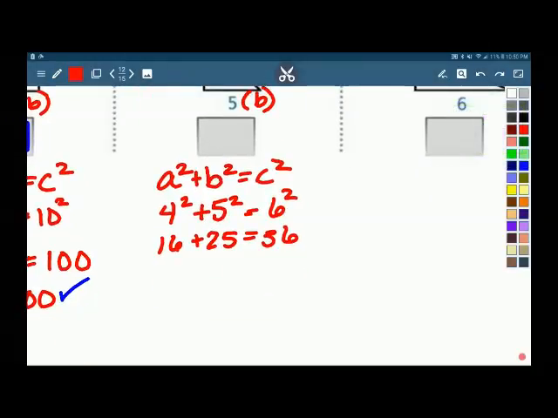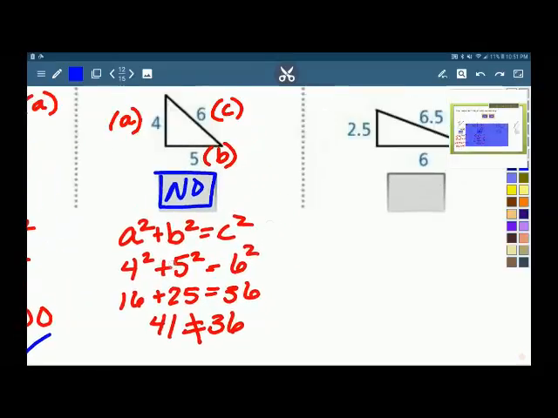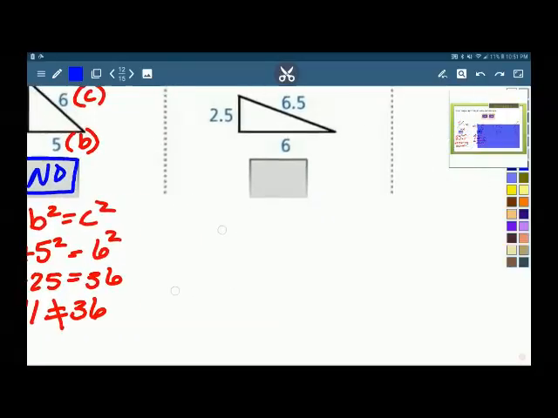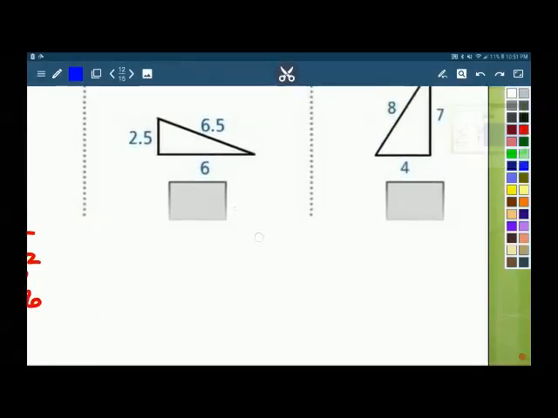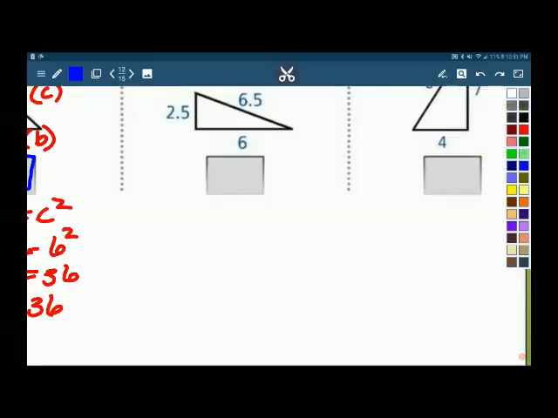16 plus 25 is actually 41. So since 41 does not equal 36, then that means that this is not a right triangle. Even though they drew it to look like a right triangle, those side lengths that they gave us do not form a right angle. Okay, so even if you're given decimals, do the same thing. Don't let decimals scare you off. It's the same exact process.